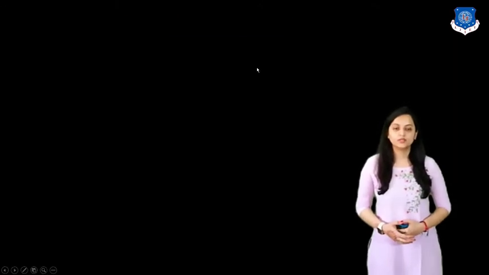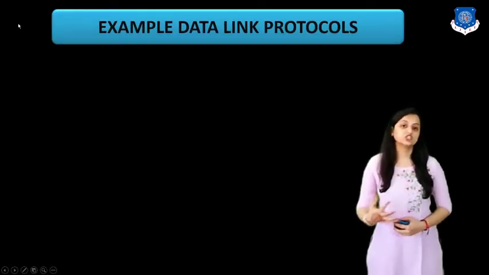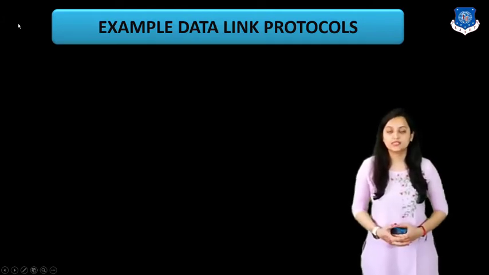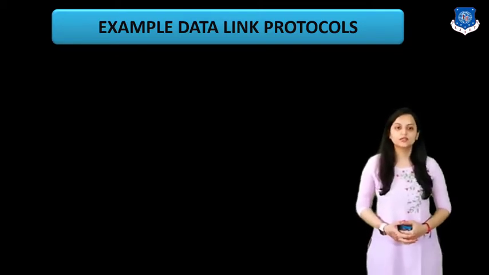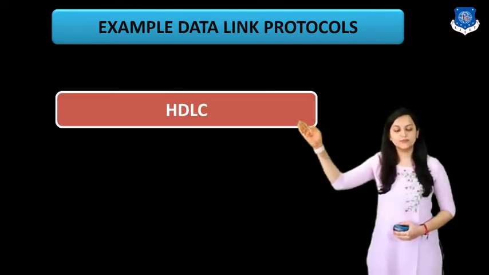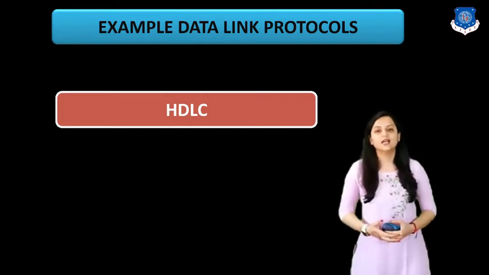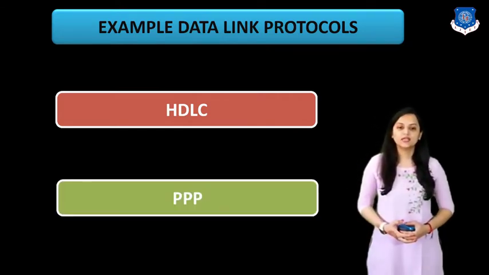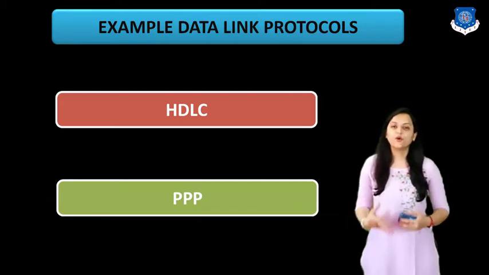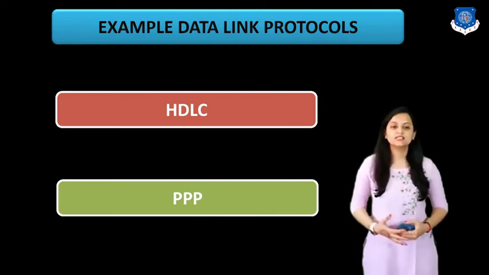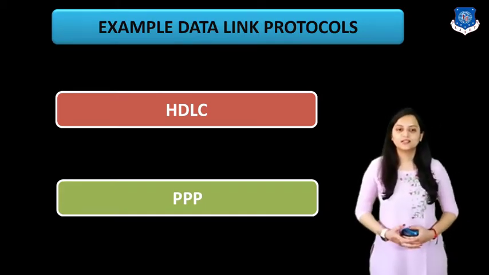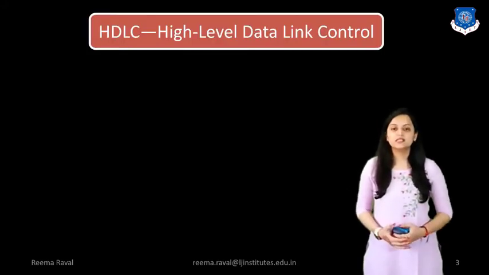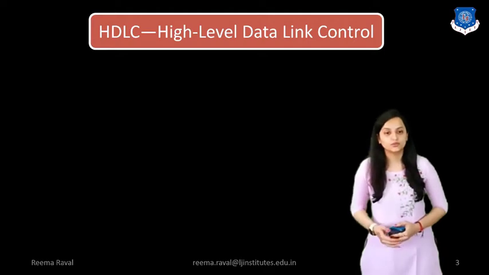First of all, let us see which example data link protocols we are going to see in this session. Basically we are going to see two example data link protocols. The first one is HDLC, which stands for High Level Data Link Control, and the second one is PPP, that is Point-to-Point Protocol. So let's start. First one is the HDLC. HDLC means High Level Data Link Control.